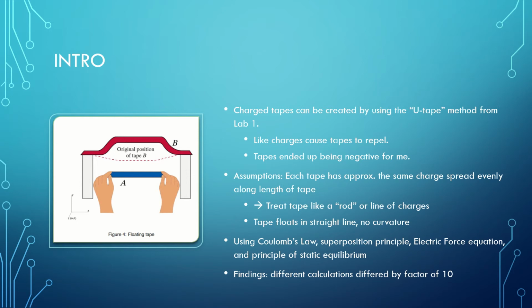Some assumptions that we'll be making are that each tape has approximately the same charge spread evenly along the length of the tape, which allows us to treat the tape as sort of a rod or a line of point charges rather than just one point charge. The tape also floats in a straight line, so we're assuming it has no curvature, so we don't have to account for that, and we can just keep the point charges in a straight line like a rod.